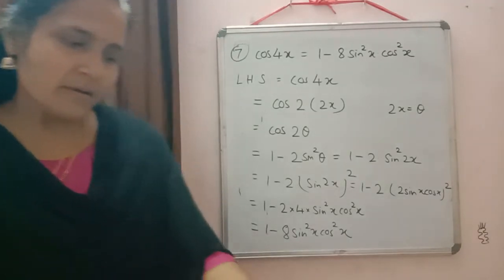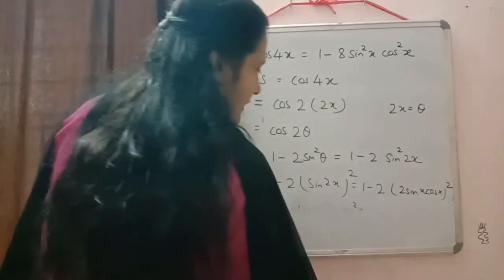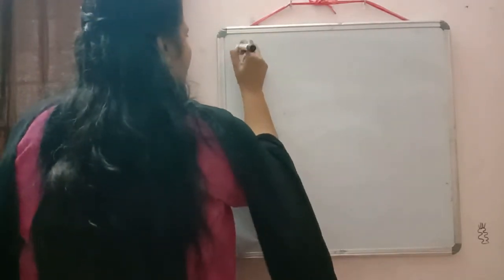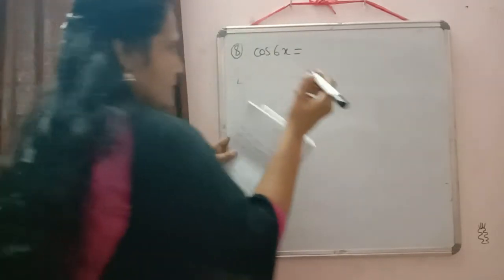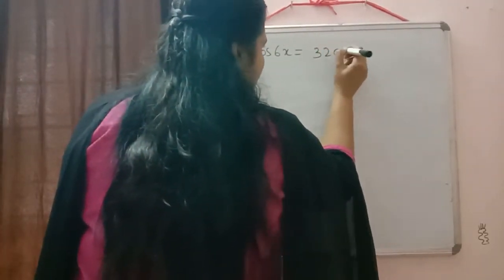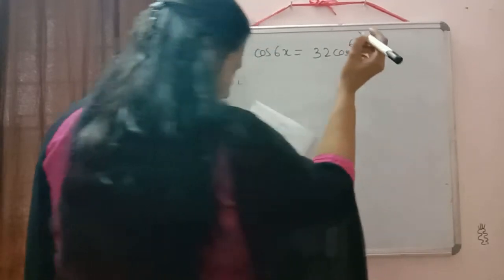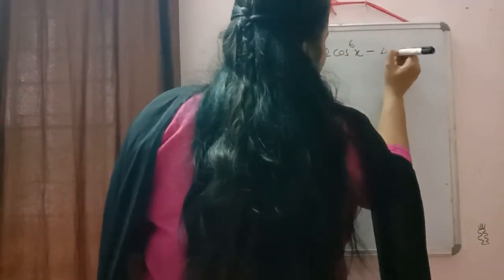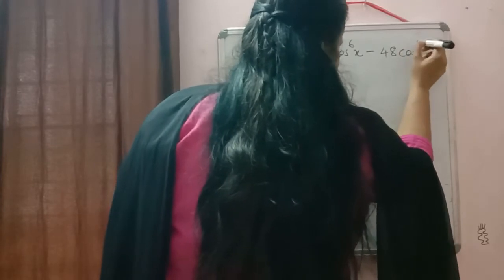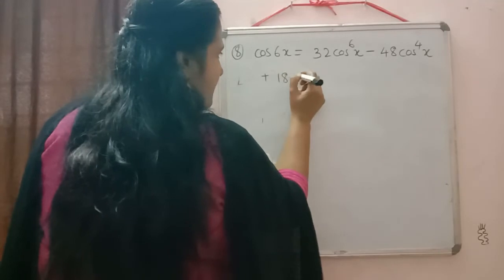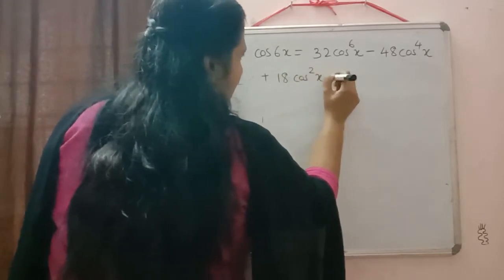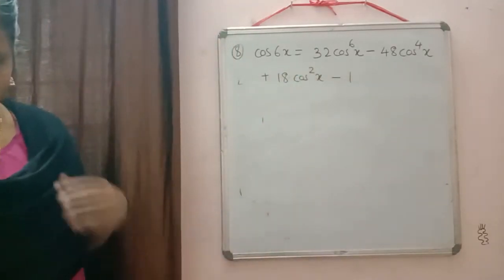Okay. So now we will check how to do the next question. In the next question it is given, question number 8: prove that cos 6x is equal to 32 cos raised to 6 x minus 48 cos raised to 4 x. This question is given in your textbook, plus 18 into cos square x minus 1. This we have to prove there.